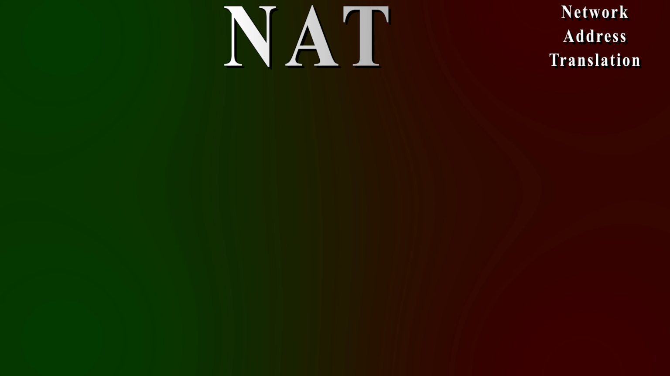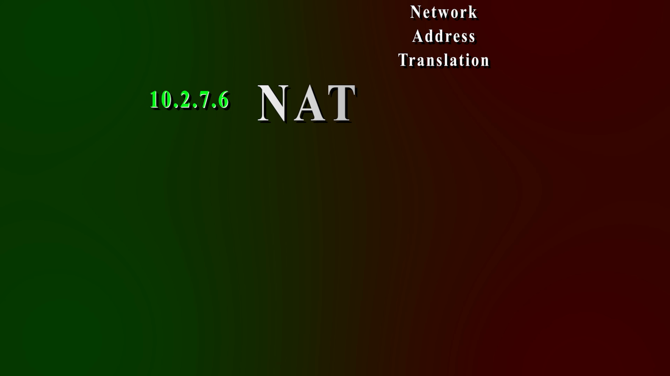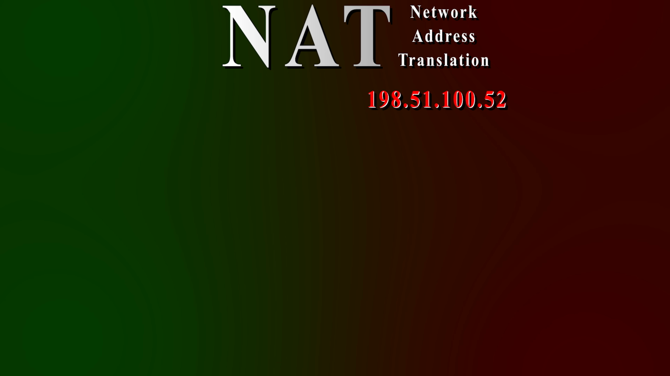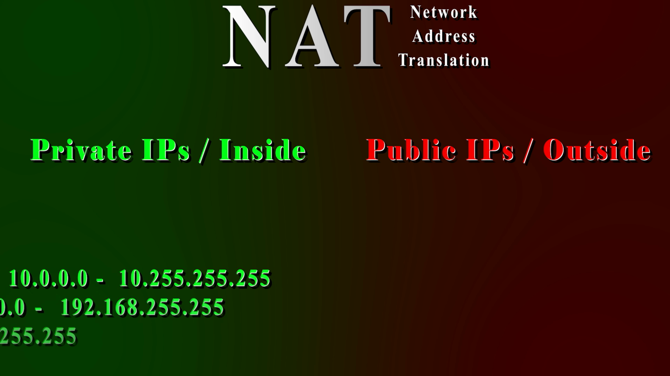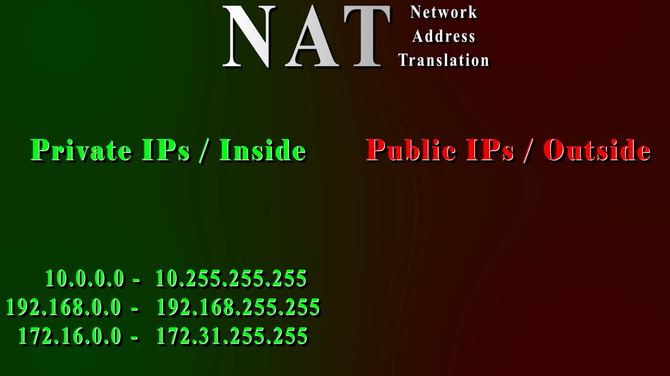In simple terms, NAT, or network address translation, translates one IP address to another IP address, most of the time from a private IP address to a public IP address. So what's a private IP and what's a public IP? Great question. Private IPs look like this. They're not routable on the internet. They're only for the inside part of your network.